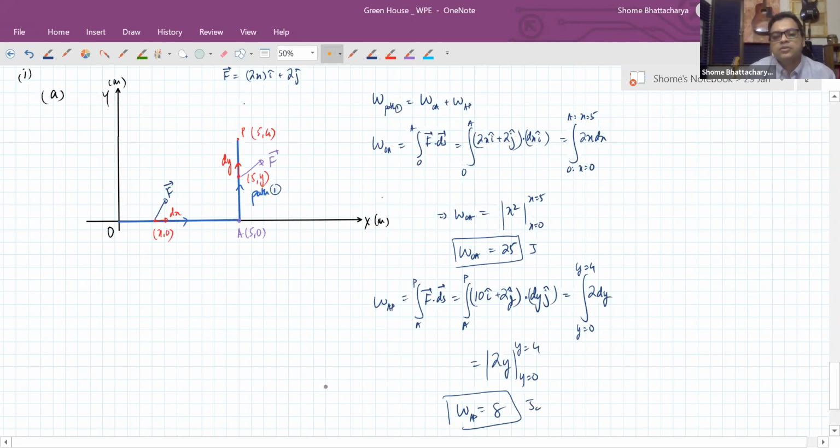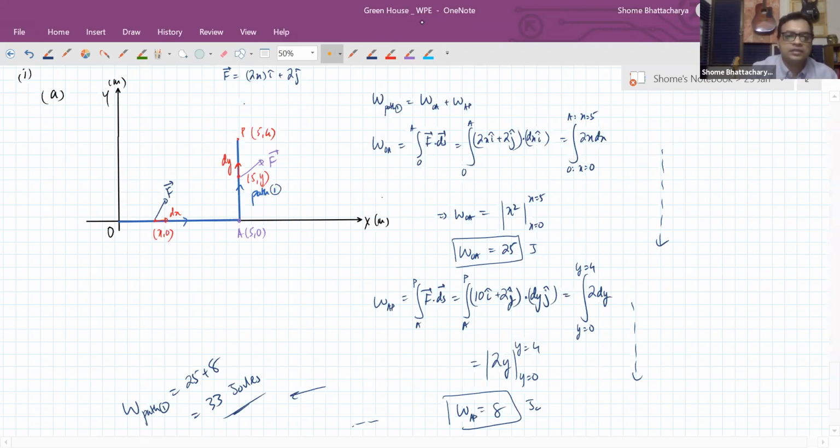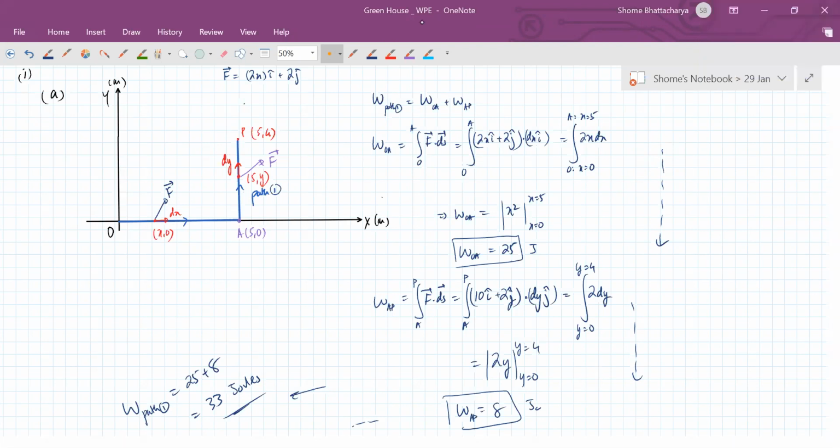So now we can see that the total work done by path 1 is equal to 25 plus 8, or 33 joules. So this is just the 1A part done. Just understand these steps first. Here to here, then here to here, then the sum of these two. And then calculate it for the other path, which was first along the y-axis and then along the z-axis. So try it out for the second path yourself after noting this down.